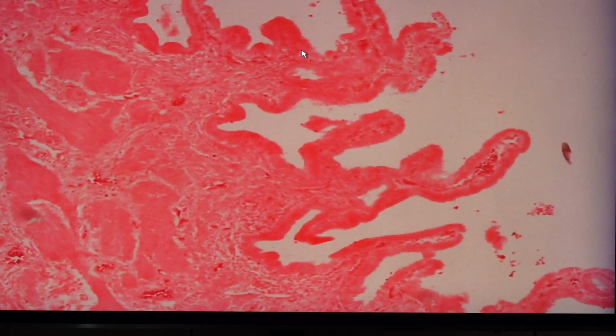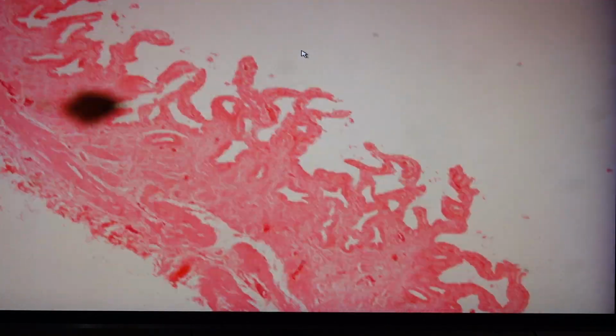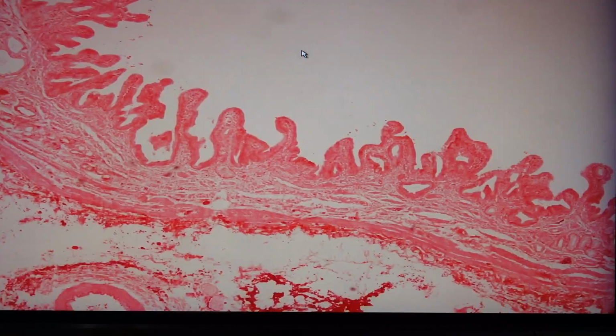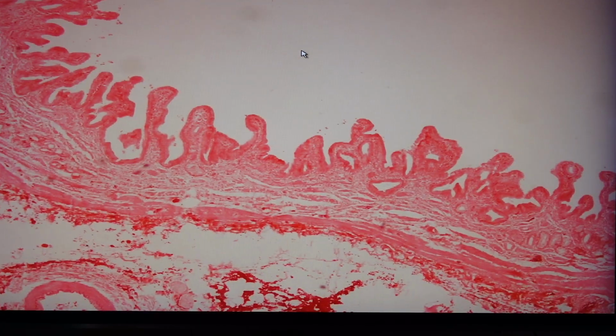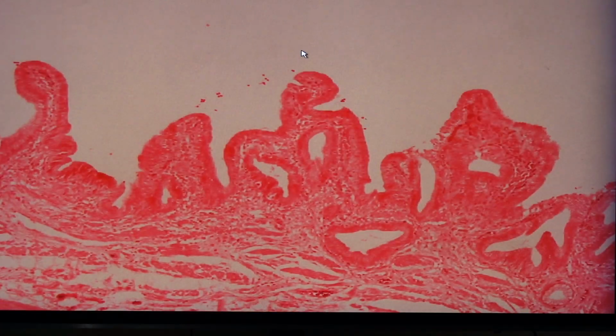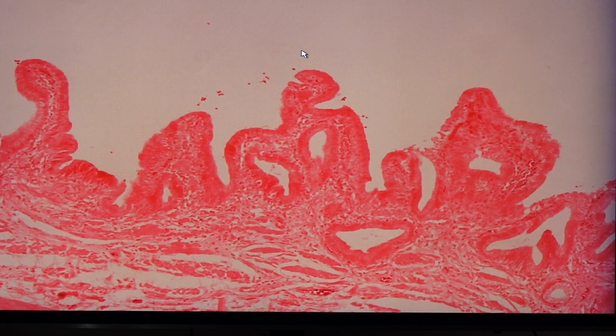So next slide is slide 128. This is chronic cholecystitis. Chronic cholecystitis would refer to inflammation of the gallbladder. This is a sequel to several bouts of acute cholecystitis.